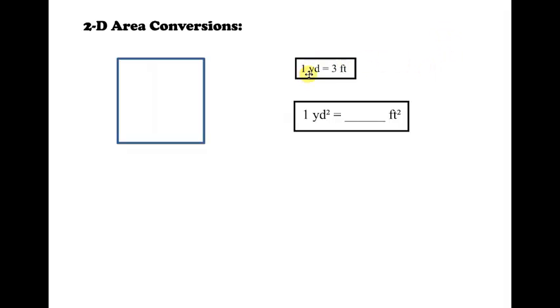We'll start off with two-dimensional. All right, here's a factor that we do know. We know that 1 yard is the same as 3 feet. So I want you to fill in the blank. How many square feet would make 1 square yard? What do you think it would be? A lot of people would say it's 3. 3 square feet would be 1 square yard just because they've memorized this.